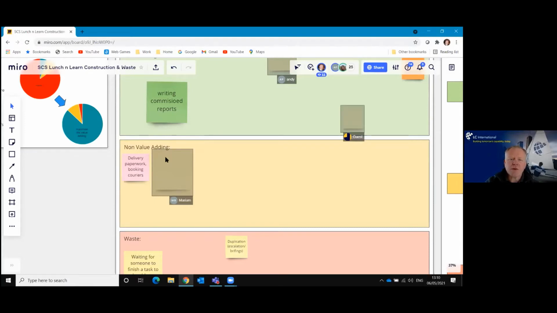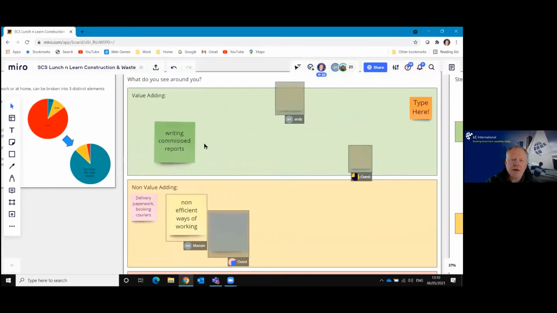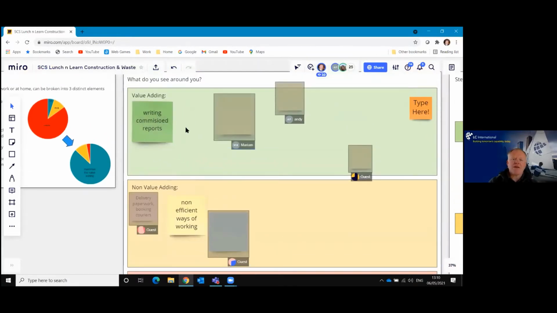Writing commissioned reports, absolutely. So that could be a value-adding activity. But the challenge I have there is, how many times do we have to make amendments to that commissioned report before it can be published? So the value-adding activity may be writing the commissioned report. However, how many changes do we have to make before it's right to publish?